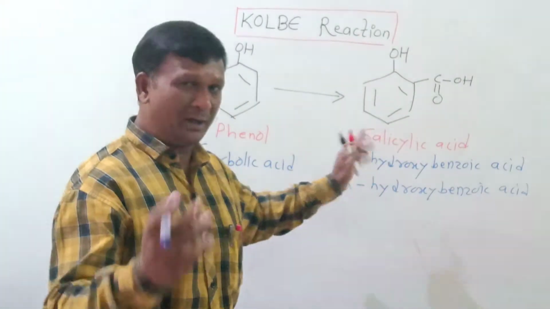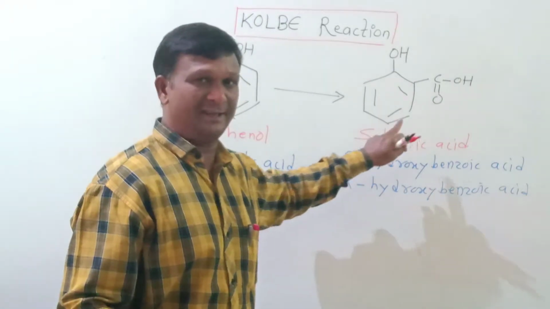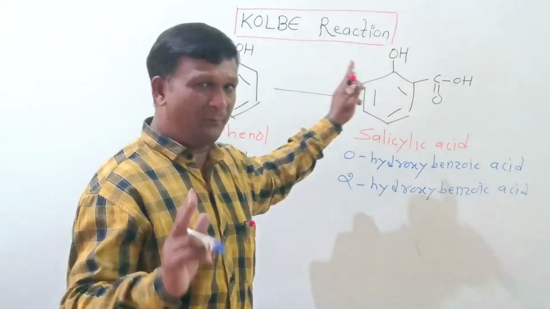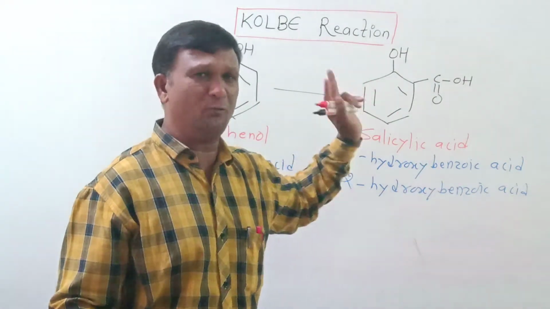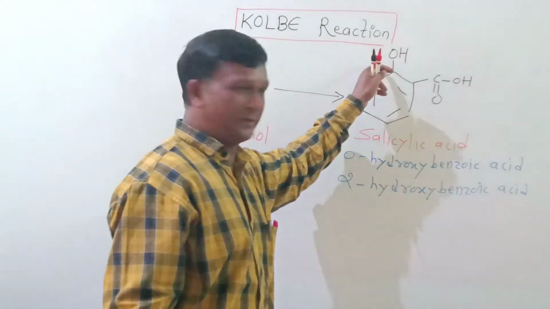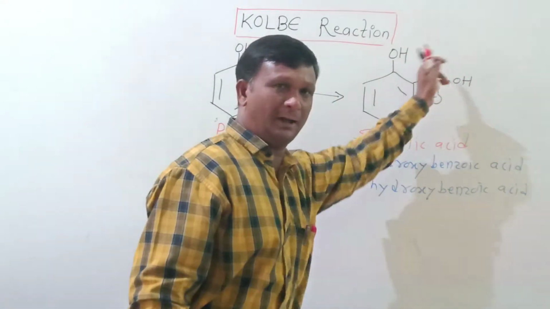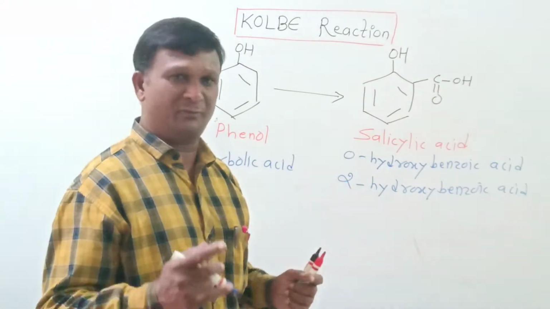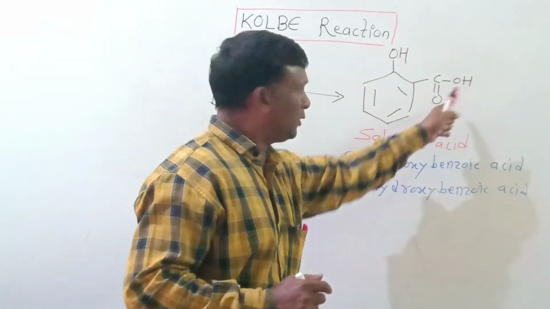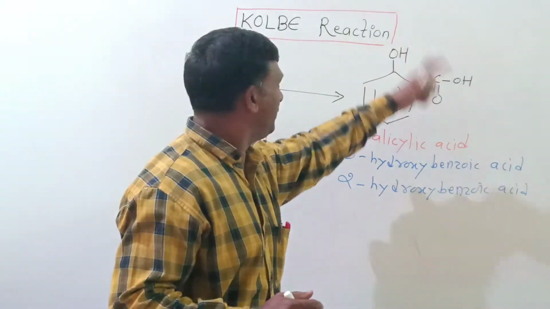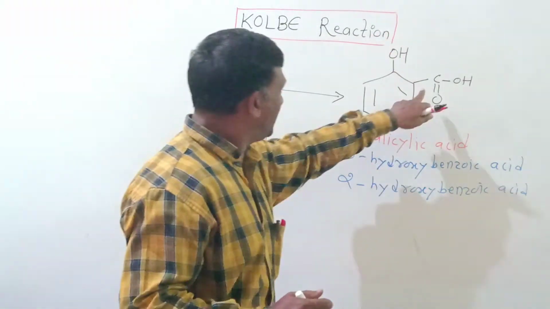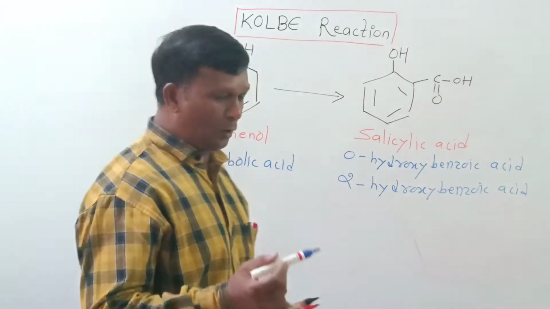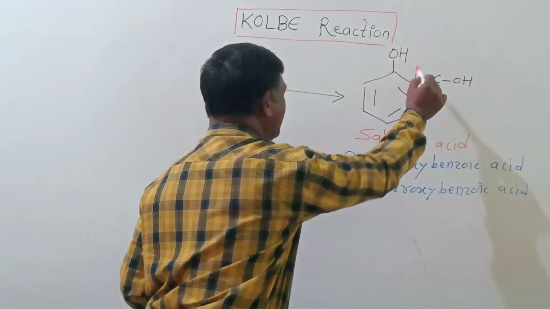Now we may wonder why it is called salicylic acid. If you look at this structure, you will find the presence of two functional groups. The one is the hydroxy group and the second one is the carboxyl group. As per the priority order of the functional groups, the carboxylic acids have priority over the hydroxyl group. So the carbon which is attached with COOH is called carbon number 1.